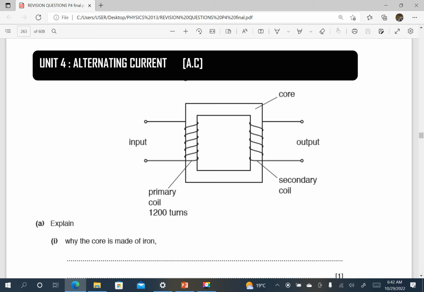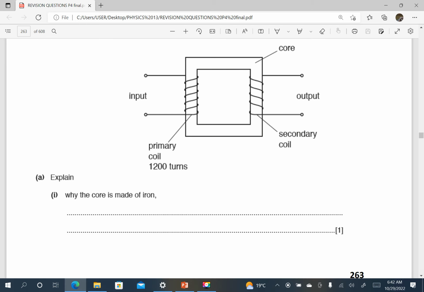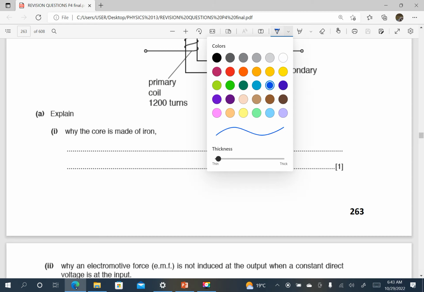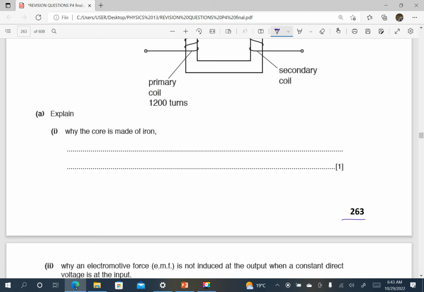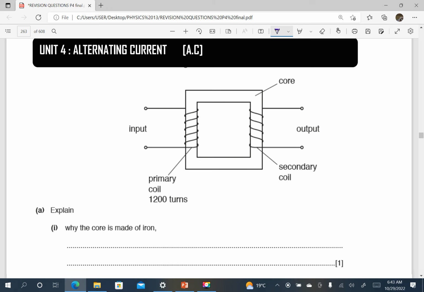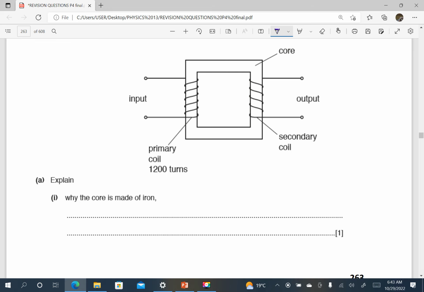Okay, let us start with alternating current. In your document, just move to page 263, so that we can now start. So the first question, we have a transformer as shown in this diagram. The first question is saying explain why the core is made of iron. Why is the core of a transformer made out of iron?